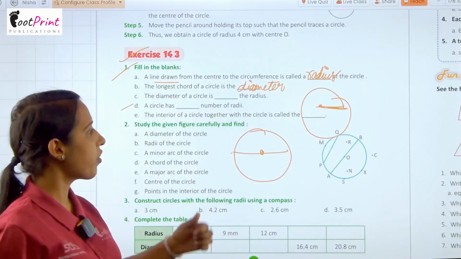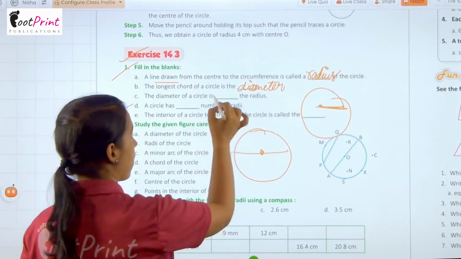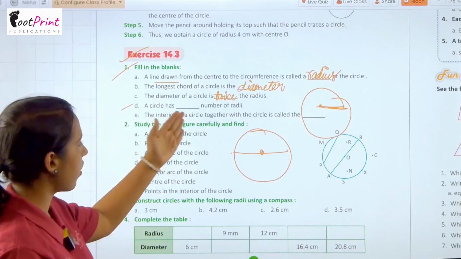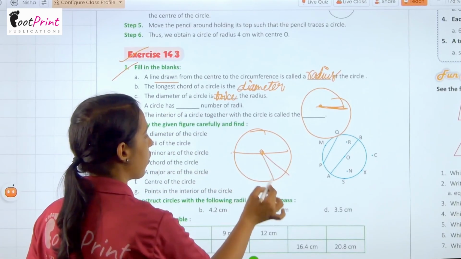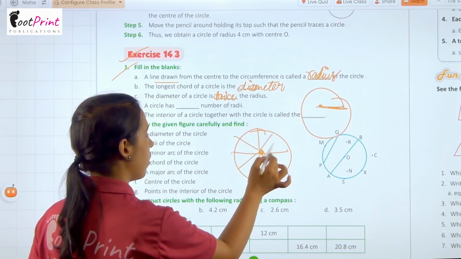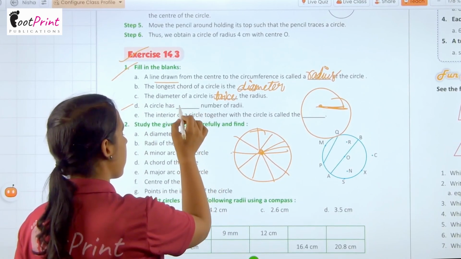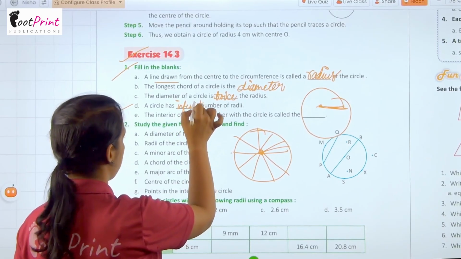Next, the diameter of a circle is dash the radius. How is it? Twice the radius. A circle has dash number of radii. We know that in a circle we can draw as many radii as we want. So here we can write infinite, or undefined we can say also.